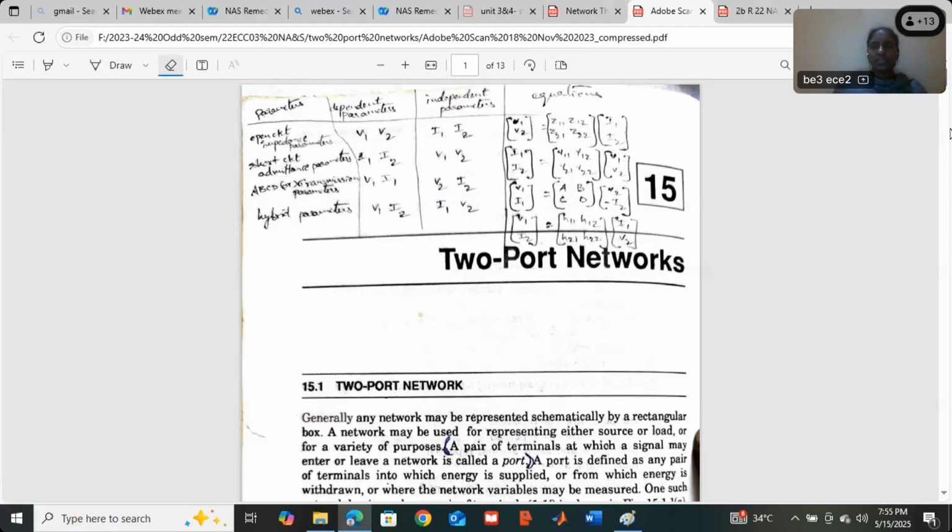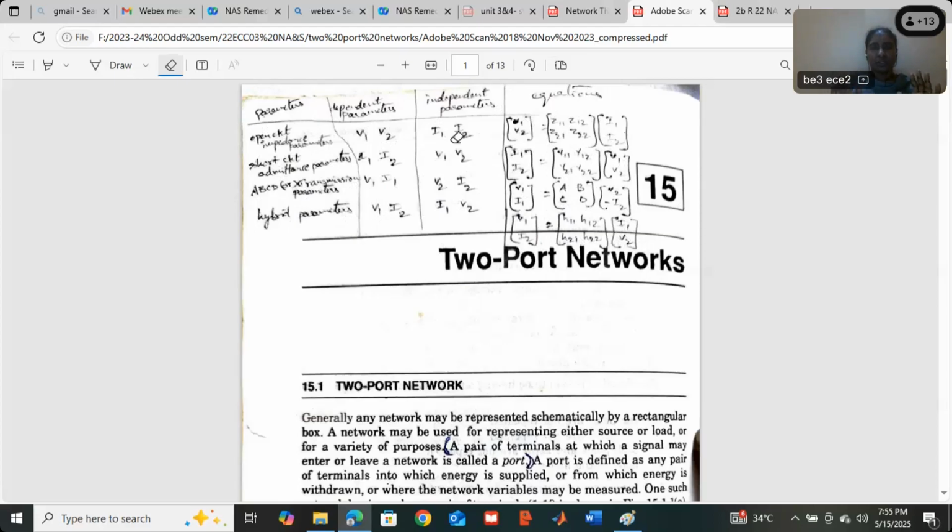And the block diagram: if you draw the block diagram, the input side will have these parameters. Wait one minute, I will go to the block diagram. This tabular column you must memorize compulsorily.